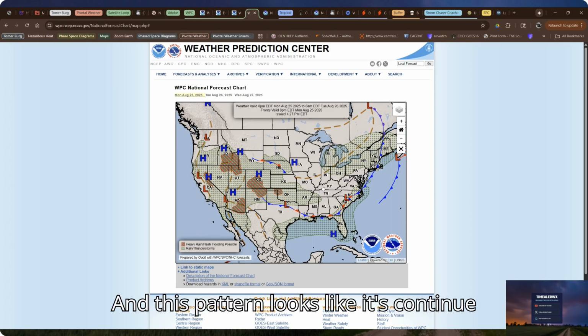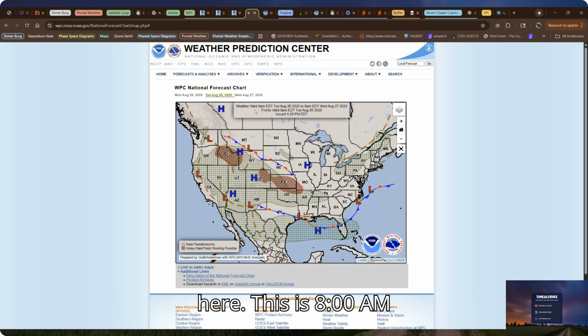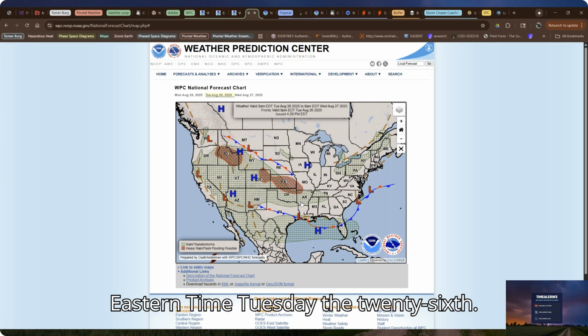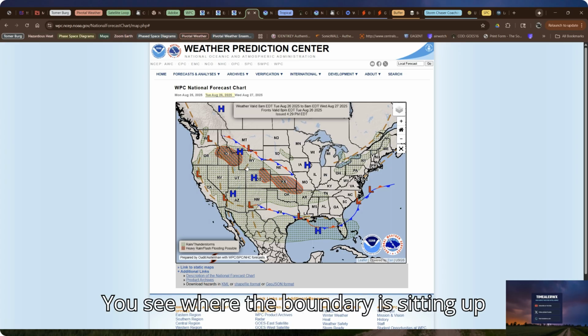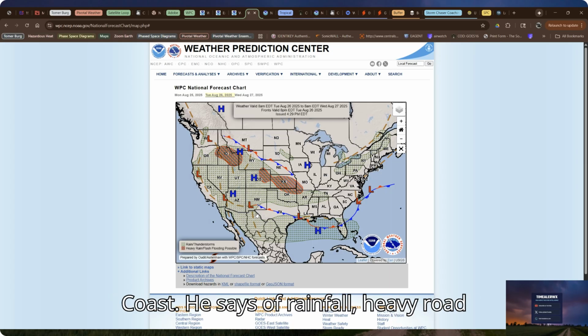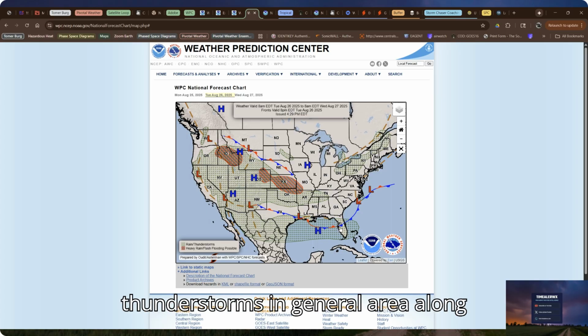And this pattern looks like it continues with the surface boundary into the south here. This is 8 a.m. Tuesday, 8 a.m. Wednesday. Front's valid 8 p.m. Eastern time, Tuesday, August 26th. You see where a boundary is setting up near the Front Range here, Intermountain West, and along the Gulf Coast. Excessive rainfall, heavy rain, flash flooding possible, thunderstorms in the general area along Florida and up in the Northeast still.